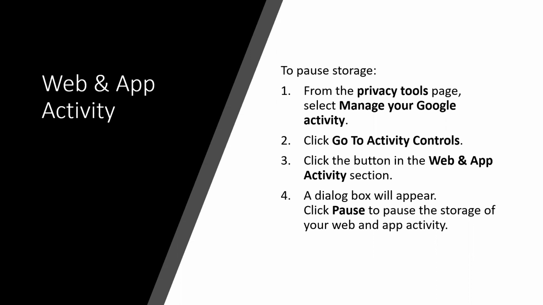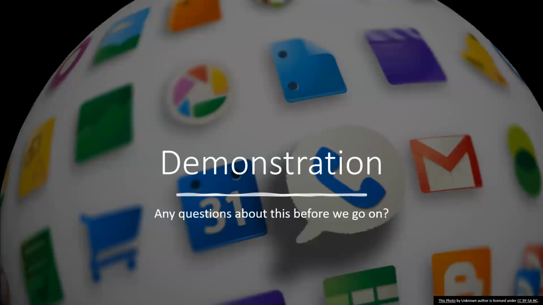All you'll have to do for that is, from the Google account page, go to the privacy tools, manage your Google activity, and then go to activity controls and click to pause your web and app activity. It's pretty simple and we are going to go over it right now, but are there any questions about your Google account as a whole?